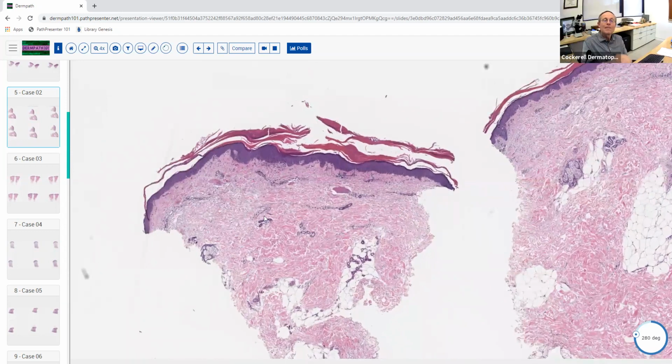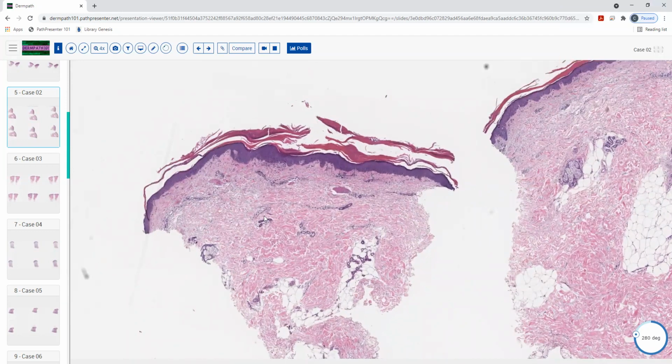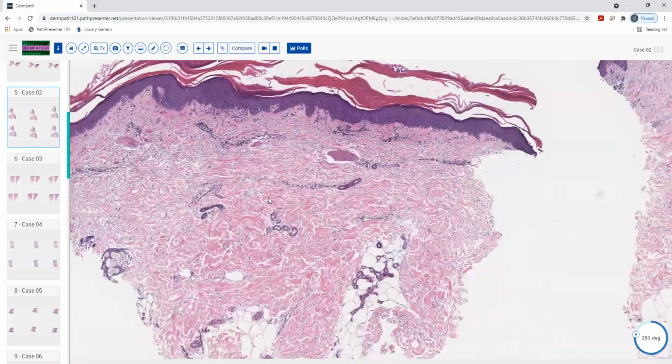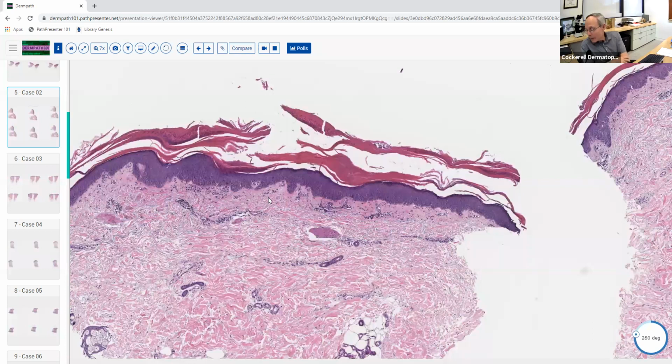Good. And then we can see there's some compact hyperkeratosis. There is some parakeratosis as well, and the epidermis is a bit acanthotic. Good. Now, when you say acanthosis, that just kind of means increased thickening, if you will. Anything else that you might describe about that acanthosis?